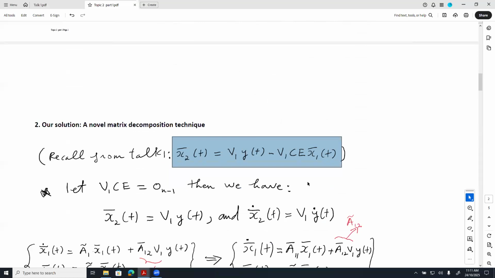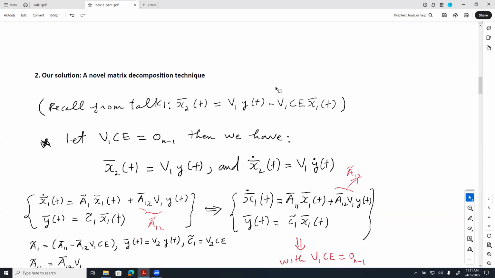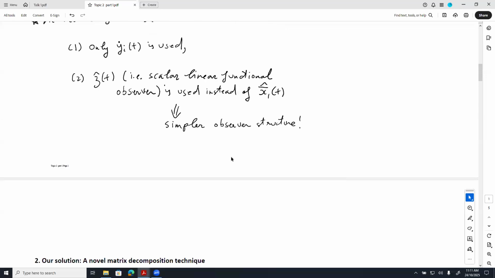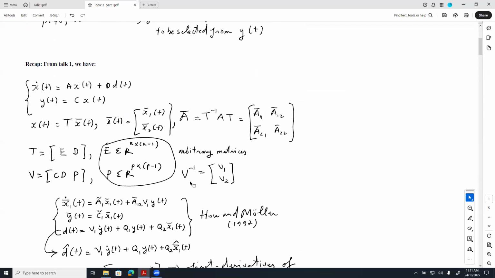Now let's have a look at that. Here, what we would like to do is take it one step further. Let us make this matrix equal to 0. If that is possible, then we can simplify the expression further. The reason for that is V1 CE, where V1 is just a submatrix of the inverse of matrix V.